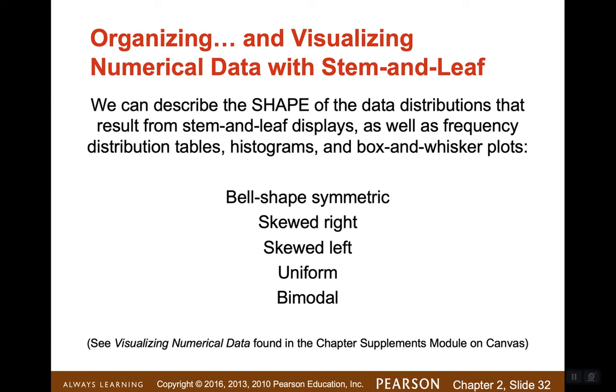So once we can do that, there's other things we can use with that. There's a bunch of other different tools that we can use to represent and visualize this stuff: frequency distribution tables, histograms, box and whisker plots. Bell-shaped, symmetric, skewed left and right, uniform, bimodal. There's a whole bunch of different charts we can use to be able to do this. All right.